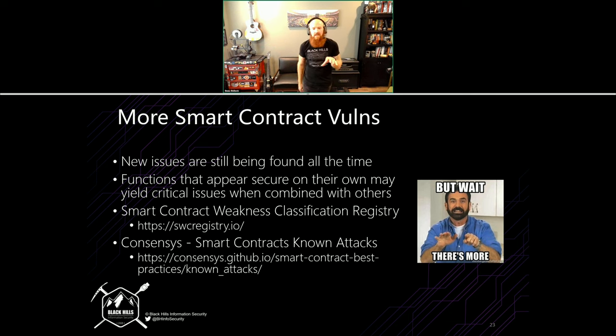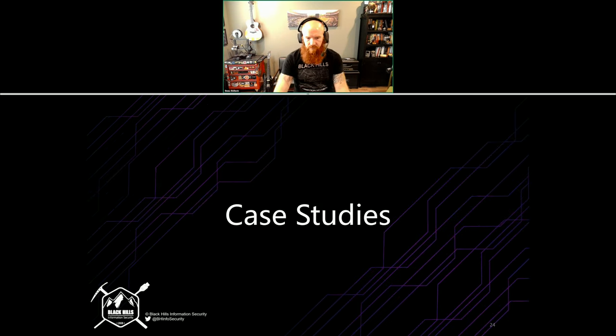This has happened in a few different cases, and I'm going to walk through a couple of case studies where you may have a function that, if you audit the code by itself, looks fine. And then you have this other function, and it looks fine too. But the second you combine them, whether it's just a reference to the other one, you may start to introduce new issues. If you want to look into some more smart contract vulnerabilities, there are a couple of links here on the slide. All right, let's go through some case studies.